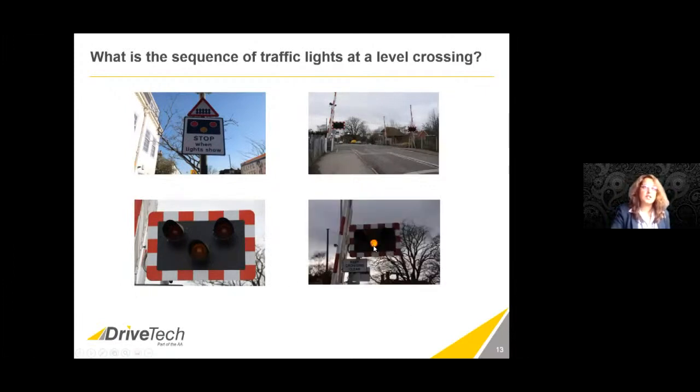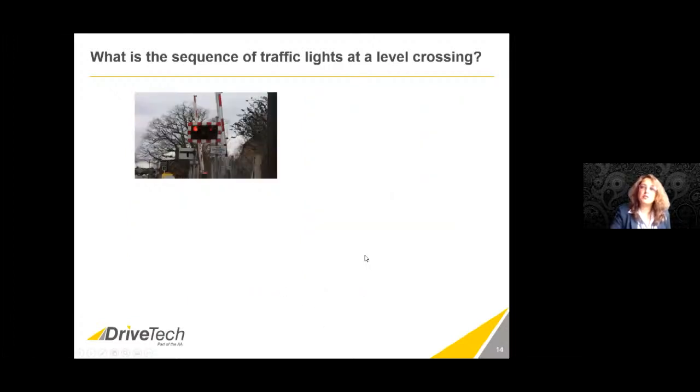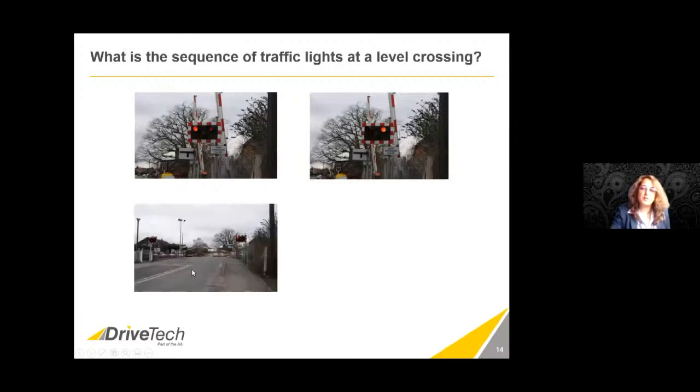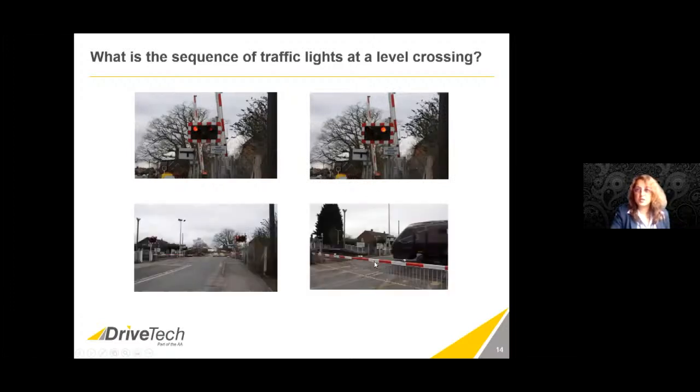A lot of drivers get this wrong. They think it's a flashing amber light. It's not. It's a still light, and you must stop when the amber light goes on. Then both the red lights go on and they flash. Barriers come down and then the train comes through. This whole sequence takes 27 seconds from when the lights start.